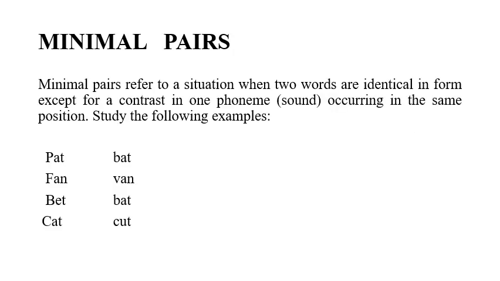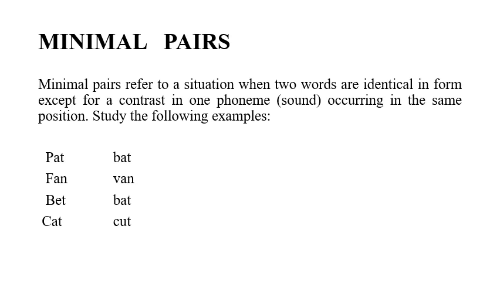Now minimal pairs. Minimal pairs refer to a situation when two words are identical in form except for a contrast in one phoneme occurring in the same position. Phoneme is a sound. Study the following examples. If you have pat, P-A-T, and bat, B-A-T, you find out that the contrast is only in the initial phoneme, P and B. Pat, bat.